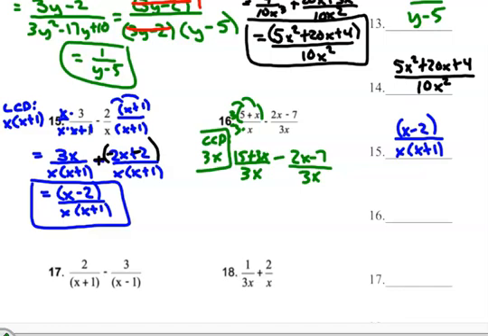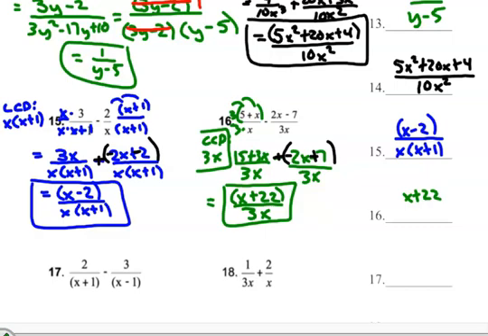Okay, so now I have a situation where I'm able to add opposites again. I'm going to change this to a plus, and I'm going to change the 2 to negative 2 and the negative 7 to positive 7. Now I'm combining like terms. Let's do the x's first. I have 3x minus 2x, which is 1x. I have 15 plus 7, which is 22. On the bottom, I have 3x. Can't take anything out of the top, which means that's my answer. X plus 22 up top, 3x on the bottom.